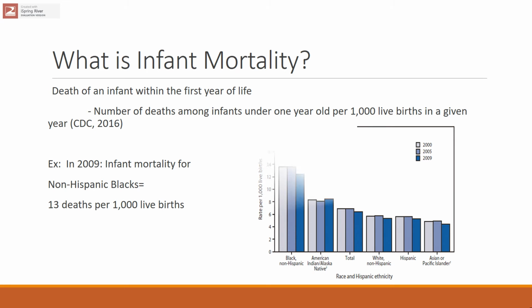So what is infant mortality? The CDC describes infant mortality as the death of an infant before their first birthday. This number is generally reported per 1,000 live births per year. I've given an example based upon the chart below. This chart reflects roughly 13 deaths per 1,000 live births in the African American population in the year 2009. We can see this number is greater in every year for this population compared to other ethnic groups.